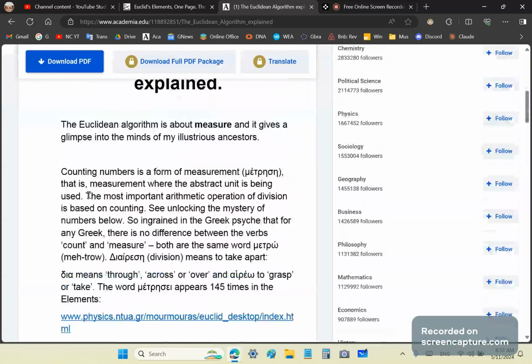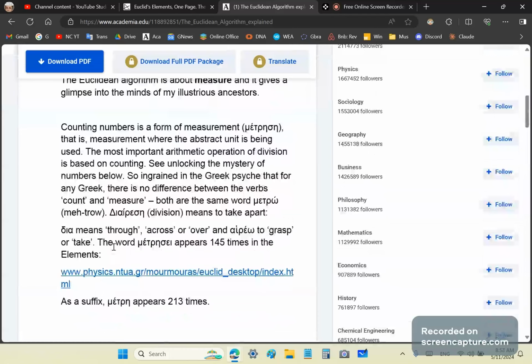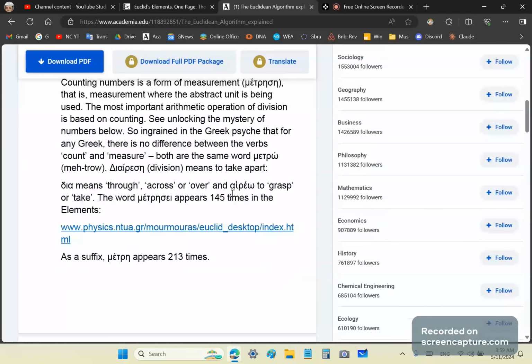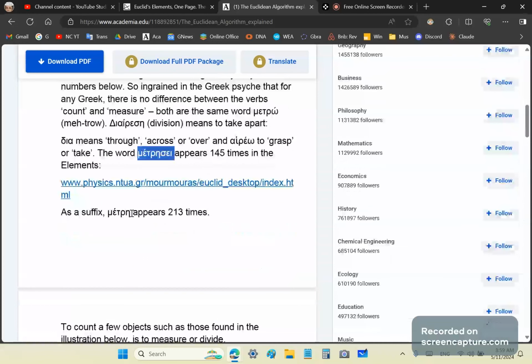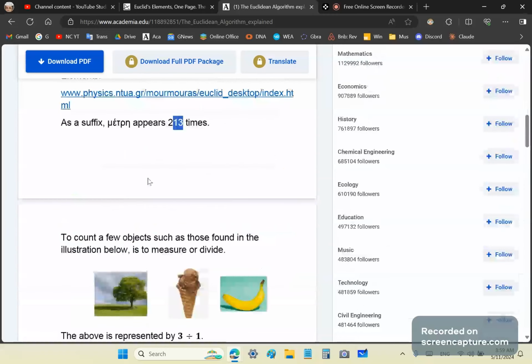Now, the Greek word for division, or the word for measure, is actually the same as division, because division means to take apart, and dia means through, across, or over, and era, to grasp or take. So the word measurement, which is metrisis, appears 145 times in the Elements. Okay, and as a suffix, metri appears 213 times. So let's see now that I've given you some of the historical details.